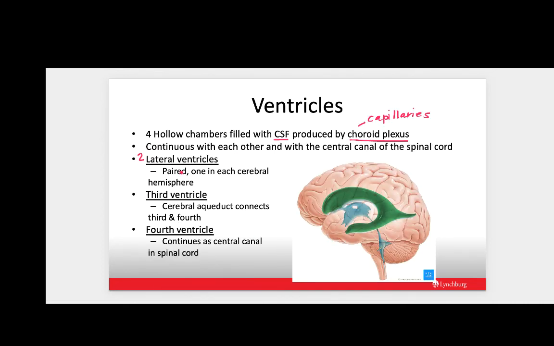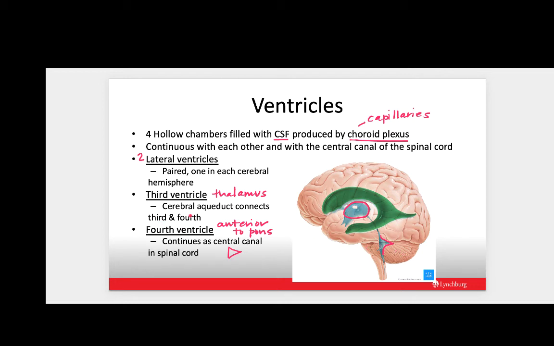The third ventricle is going to be in this area here, and it basically circles around the thalamus. So if you picture where the thalamus is, that's where the third ventricle would be. And the fourth ventricle is going to be located anterior to the pons. It's going to be a little kind of triangular shaped structure. And if we look here, this is our fourth ventricle.